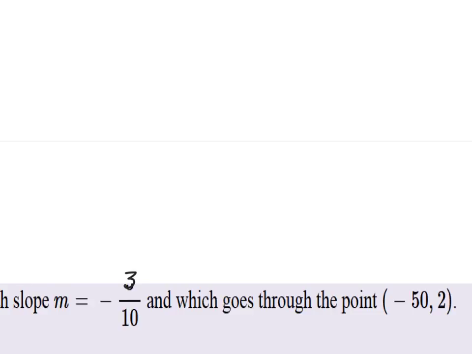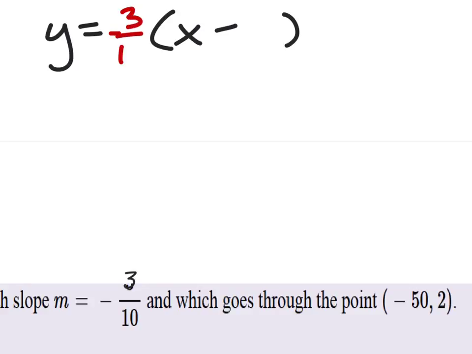So this one gave us slope and a point, so we're going to use point-slope form. Y equals slope, x minus some x value plus the y value. The slope is negative 3/10. Sorry, there's our negative. The x is negative 50, and the y is a positive 2. So right away, we know we can change that to a plus 50. Not that it's going to end up any different, I guess.